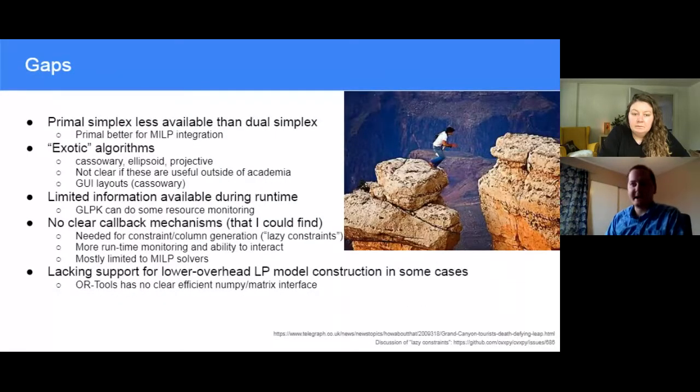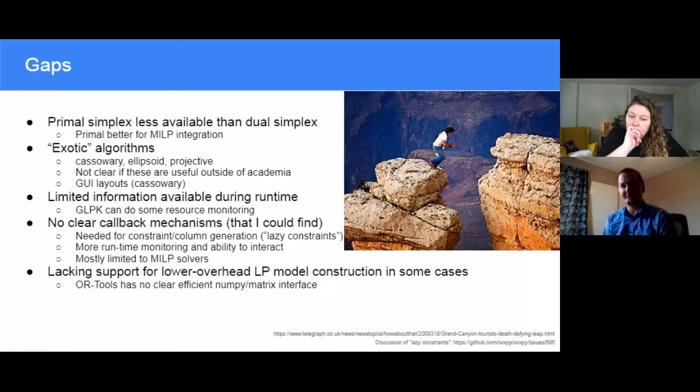All right, so the gaps that we identified here were that primal simplex is in general less available than dual. That's better if you're doing mixed linear programs. There's also some exotic algorithms that never really caught hold the way that simplex and interior point did. Cassowary is used for GUI layouts. Sometimes there's also ellipsoid methods that are more like constraint generation algorithms. There's other ones. It's not clear if these are useful, but we don't really know because we don't use them a lot. So it'd be interesting to see more support for those weird algorithms somewhere.